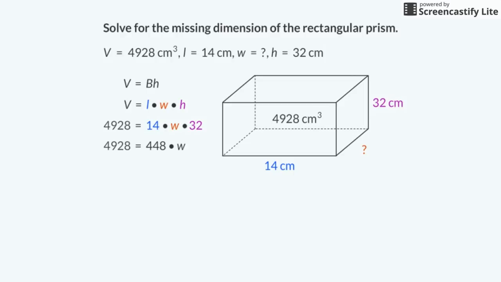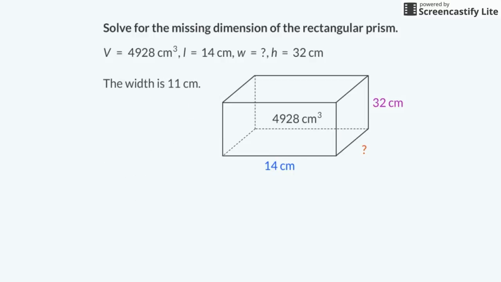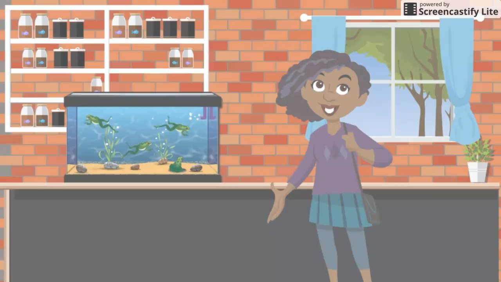14 times 32 equals 448. So now I have 4,928 is equal to 448 times W. I will divide each side of the equation by 448. 4,928 divided by 448 is equal to 11. The volume of the prism is in cubic centimeters, so the width of the rectangular prism is 11 centimeters.